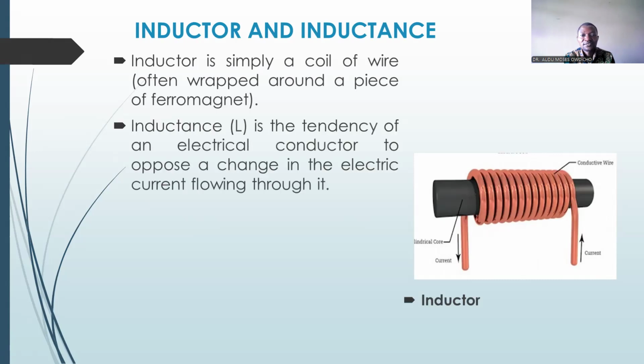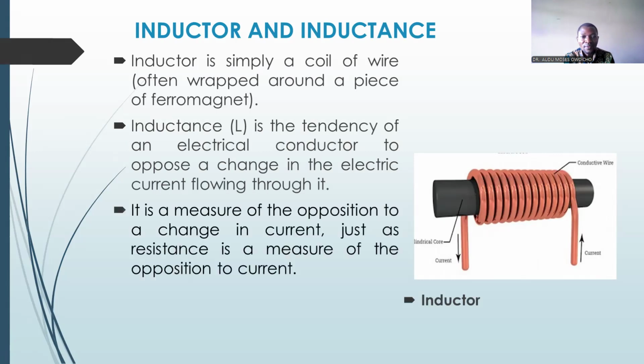Then an inductance is the tendency of an electrical conductor to oppose a change in the electric current flowing through it. So that tendency of an electrical conductor to oppose a change in the electric current flowing through it is called an inductance. An inductance is the measure of opposition to the change in current, just like resistance is a measure of opposition to current.